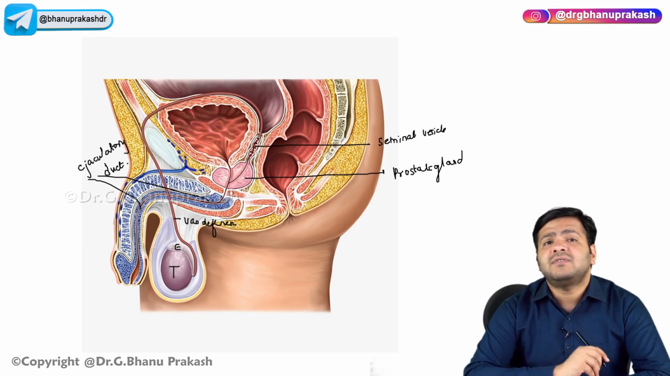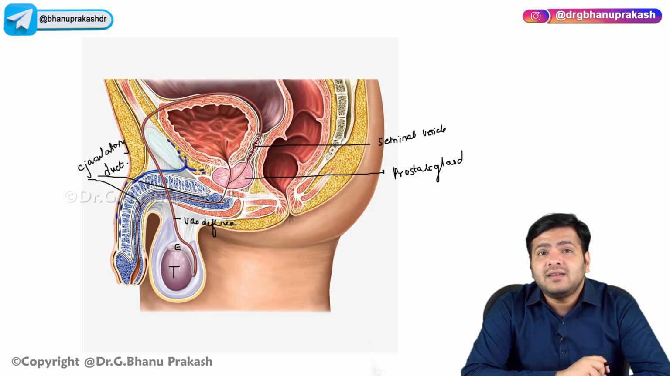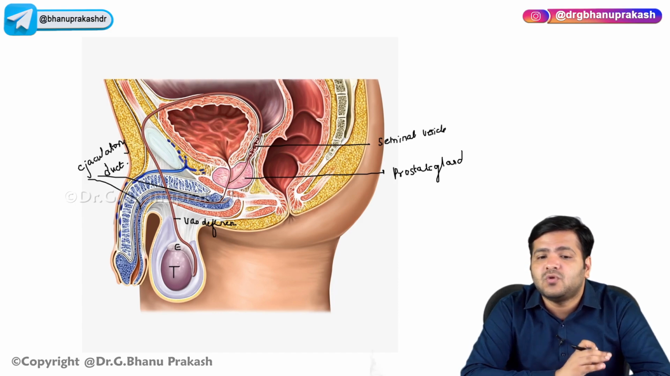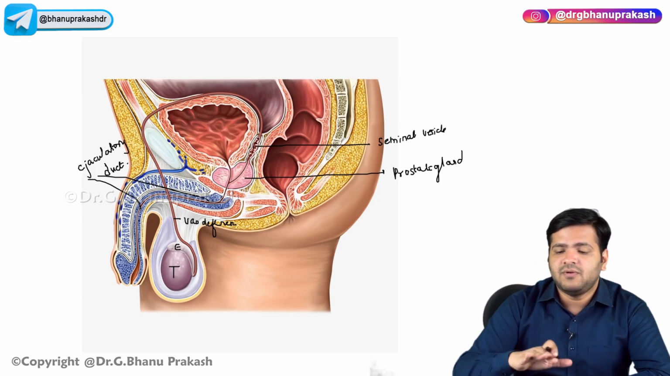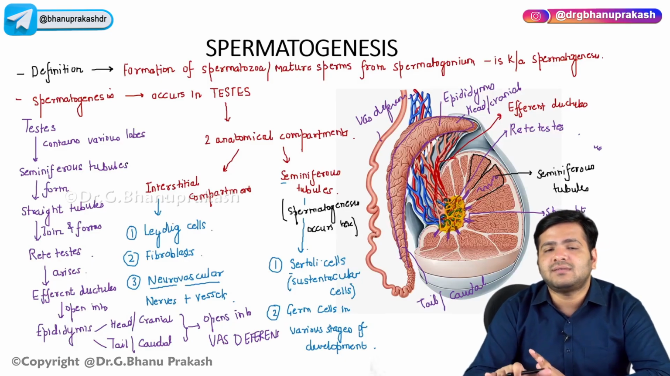At the time of intercourse, other glands such as bulbourethral glands will pour its secretion. It is only at the time of intercourse. Otherwise, it is the seminal vesicles and the prostate glands which will pour its secretion into this vas deferens, and this vas deferens will receive the secretions from the seminal vesicles, prostate glands, and ultimately it will land up into the ejaculatory duct. So I hope the pathway is clear.